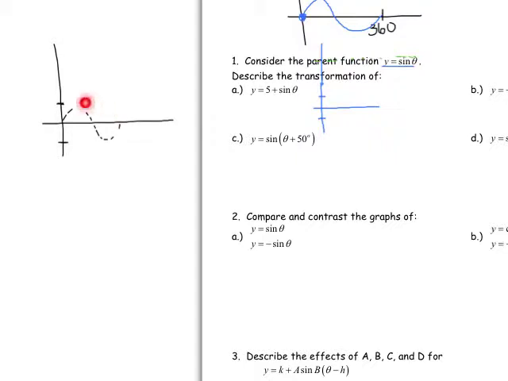Well, you're just going to take this whole thing and move it up 5. So now the sinusoidal axis is going to be at 5, and if you go 1 higher than that, that's 6, and 1 lower than that is 4. So now my function is still going to have that general S shape, but that general S shape is going to be 5 higher than it was. So that is y equals 5 plus sine theta.